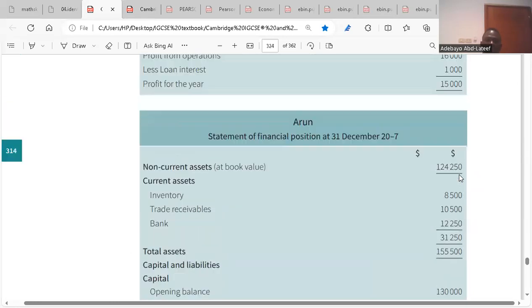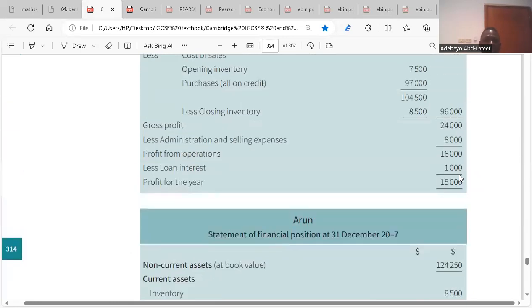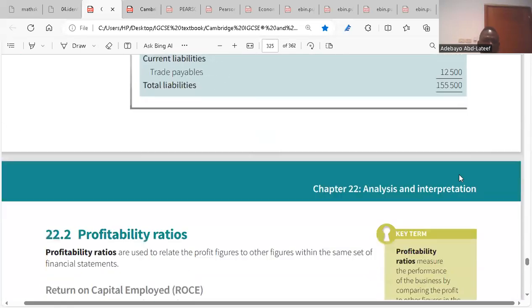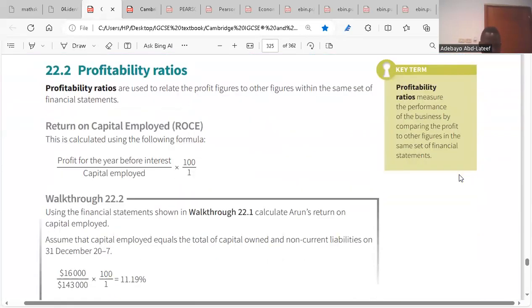So the profit, you check the profit for the year. The profit for the year is 15,000. 15,000 divided by 155, multiplied by 100. That is if you are using the financial statements that we have above. I think that is clear.